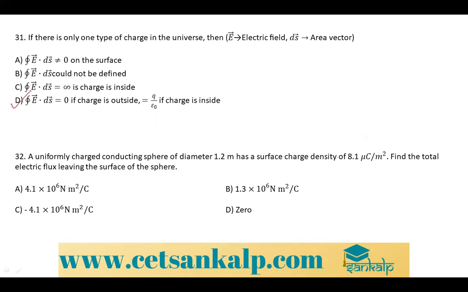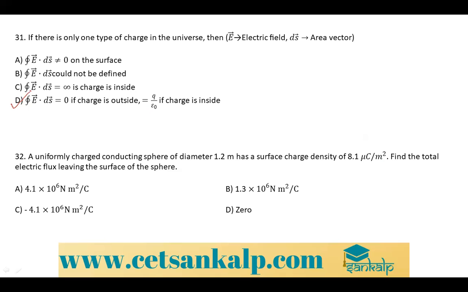So option B. What they are asking is, if there is only one type of charge in the universe, obviously you can say an electric field can be produced somehow, hence Gauss law is verified. So according to the Gauss law, the closed integral of E dot ds is equal to 0 if the charge is outside. If the charge is inside, it gives q by epsilon naught. Clear? Done. Next problem.